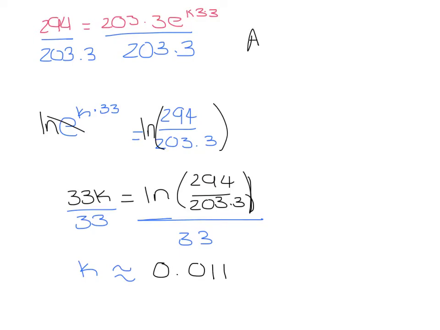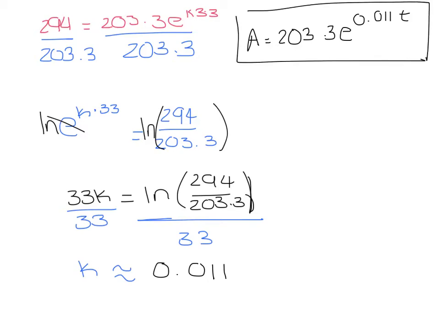Remember, A is going to be our final quantity. We started out with 203.3 million, e to the power of 0.011, and I'm going to express t in here to represent whatever time frame. This is now my model for the given equation. But remember, it was 2 parts. So let's take a look at that second part of the question.